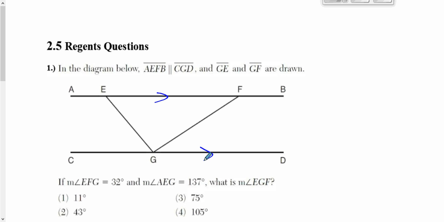They could have just called it AB and CD. That's kind of goofy that they did that, but whatever, okay? So does this look like parallel lines with a transversal? Oh, hey, but there's another transversal, right? Okay. Well, thinking of it that way, I'll get rid of those so they don't get too messy. So let's put in that we got EFG. EFG is 32 degrees. And AEG is 137 degrees. They want the measure of angle EGF. I'm going to put an X right there, okay?